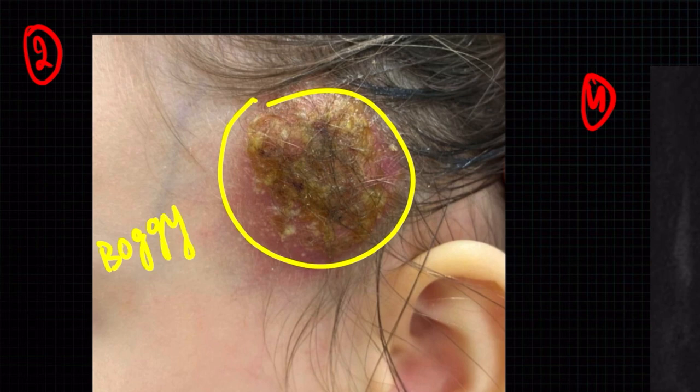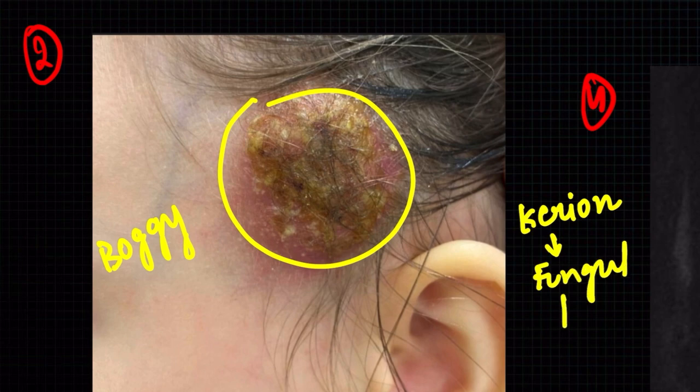It suggests a diagnosis of Kerion. Kerion, as we all know, is a fungal infection. The fungus responsible for causing this infection is Tinea capitis.